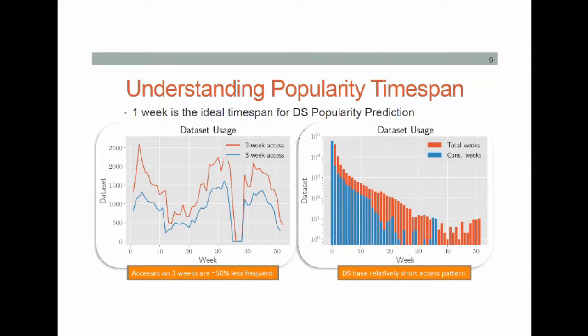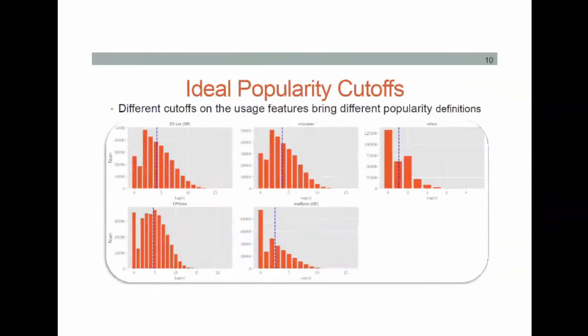In the second plot, in log scale, you see the number of data set accesses over the full year of historical logs, so 52, 53 weeks. And you see that the number of total weeks is, of course, higher than the number of consecutive weeks. That means data sets have a short access pattern. So increasing the week of prediction doesn't give us the possibility to fully understand the data set access pattern. That's why we stay with 1 week.